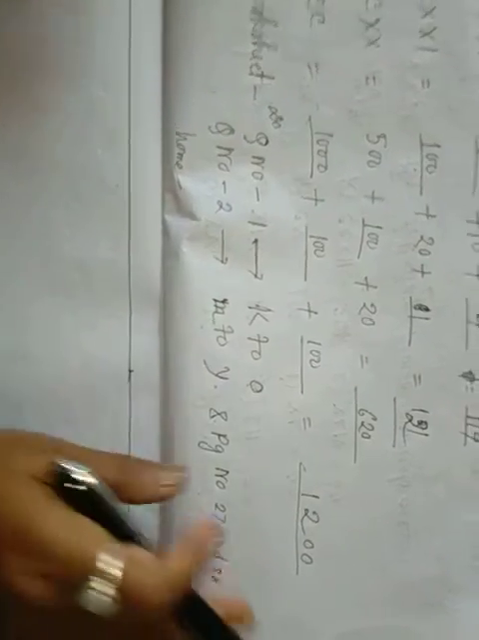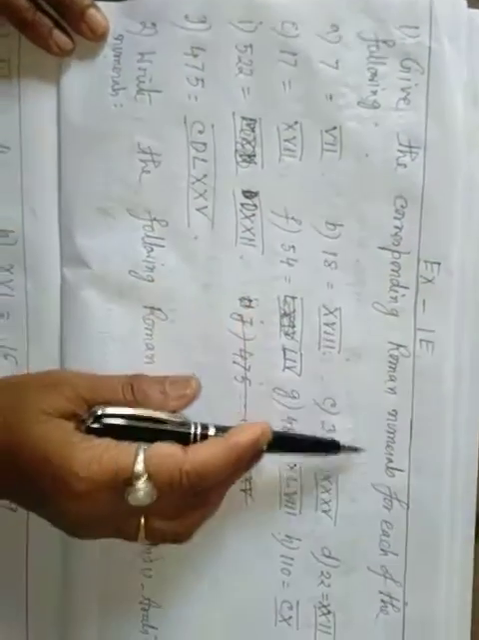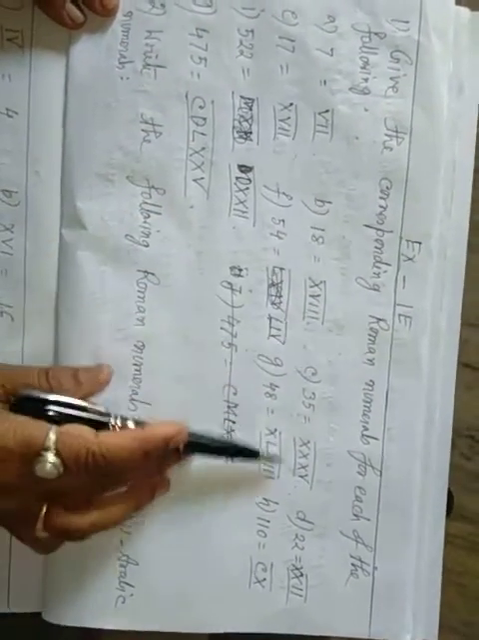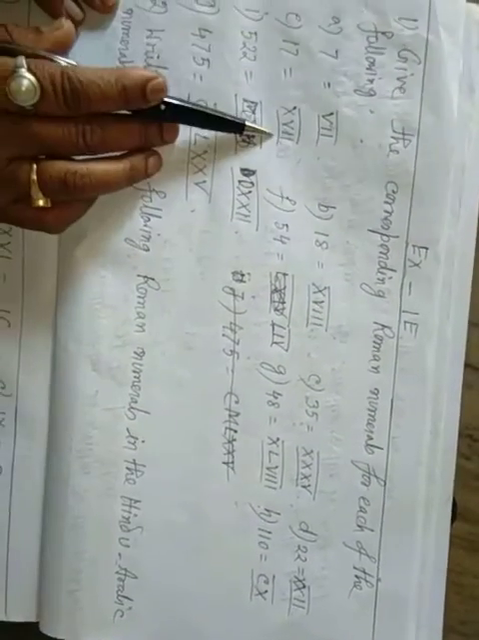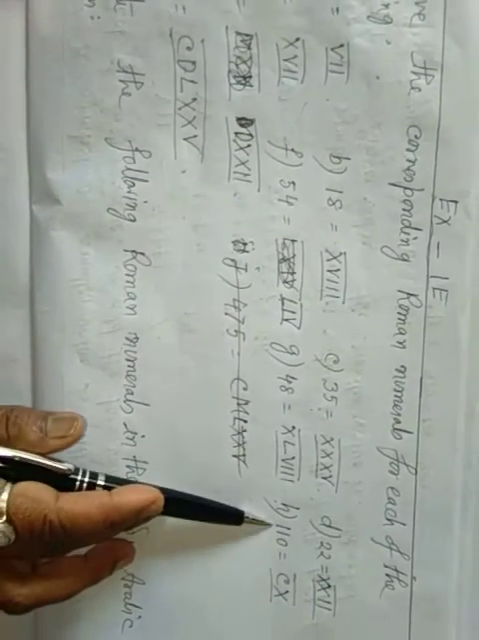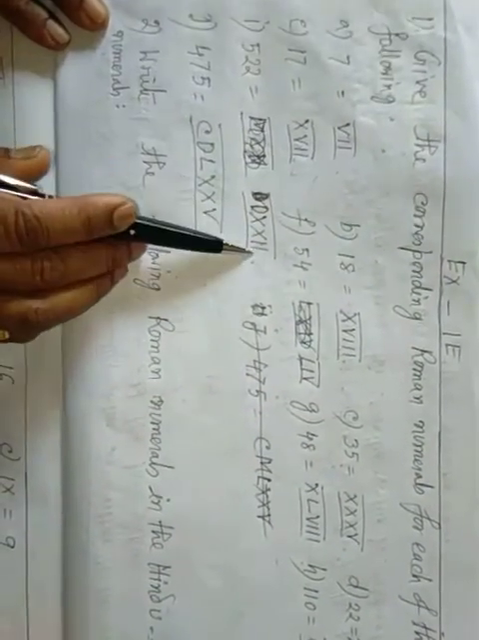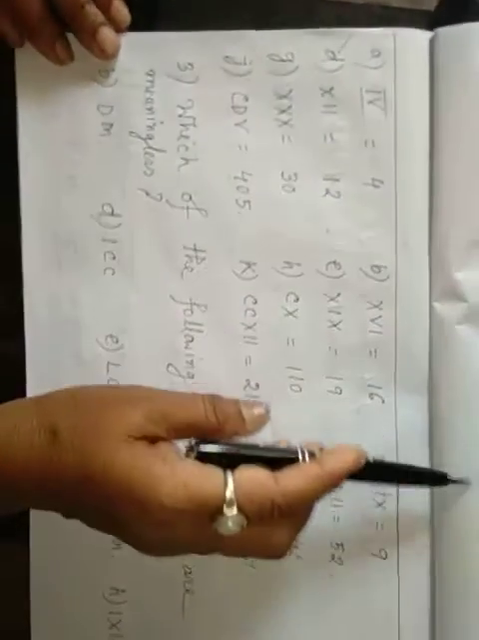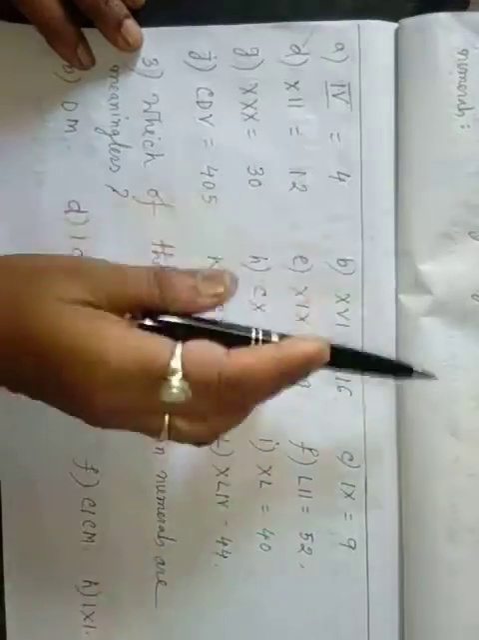Worksheet: do question number 1 and question number 2, and pages 27 and 28 at home. I will repeat it again. 1E. Give the corresponding Roman numerals for each of the following: 7, 18, 35, 22, 17, 54, 48, 110, 522, 475. Okay.